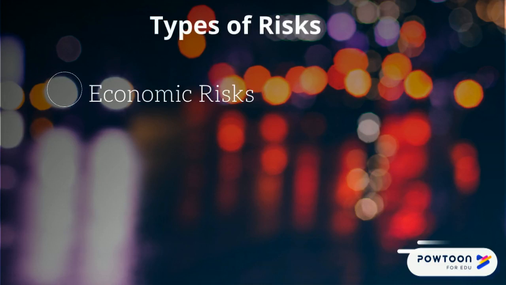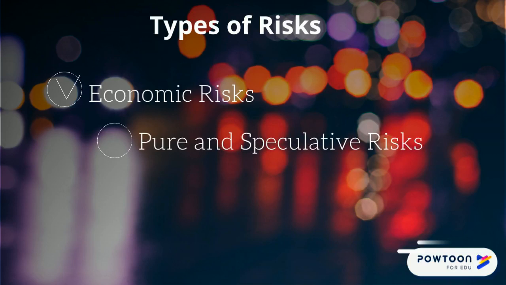The first type of business risk is an economic risk, which can result in financial loss. The second type of risk is pure and speculative risk. A pure risk represents the chance of loss but no opportunity for gain. Speculative risks offer the chance either to gain or to lose.